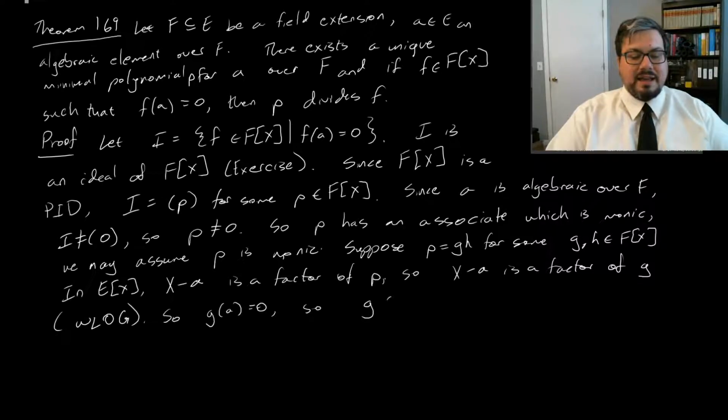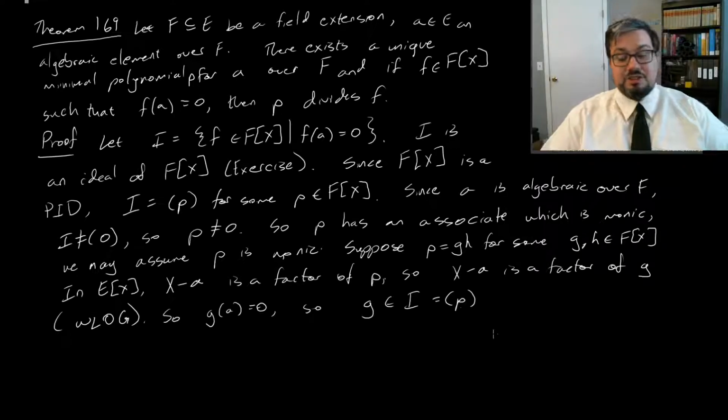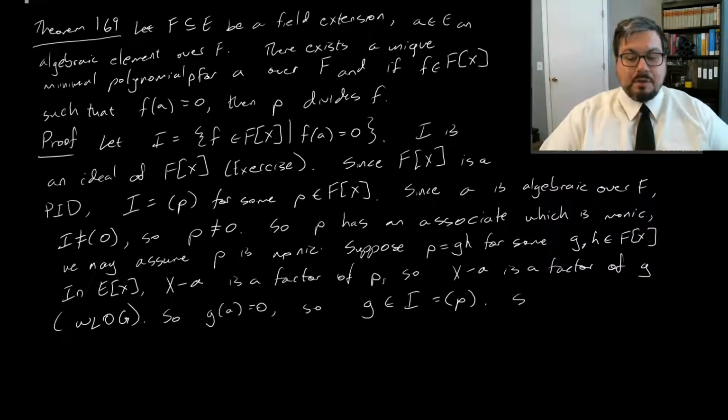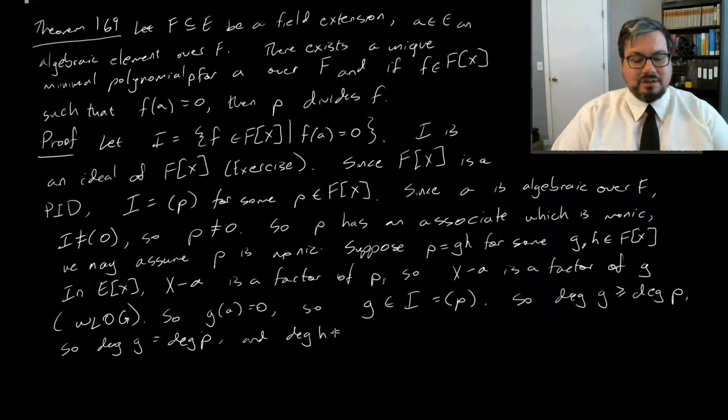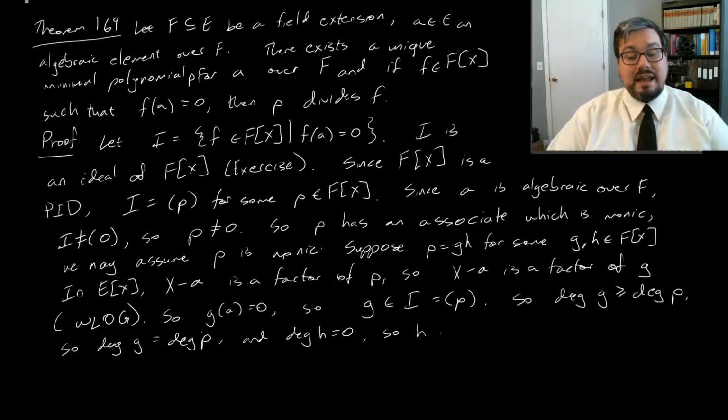So in particular, that means that G belongs to the ideal I, the ideal I which is generated by P. So this means that the degree of G is at least as big as the degree of P, because P divides G. And so we must have that the degree of G is equal to the degree of P, and the degree of H is equal to 0. So that means that H is a unit.